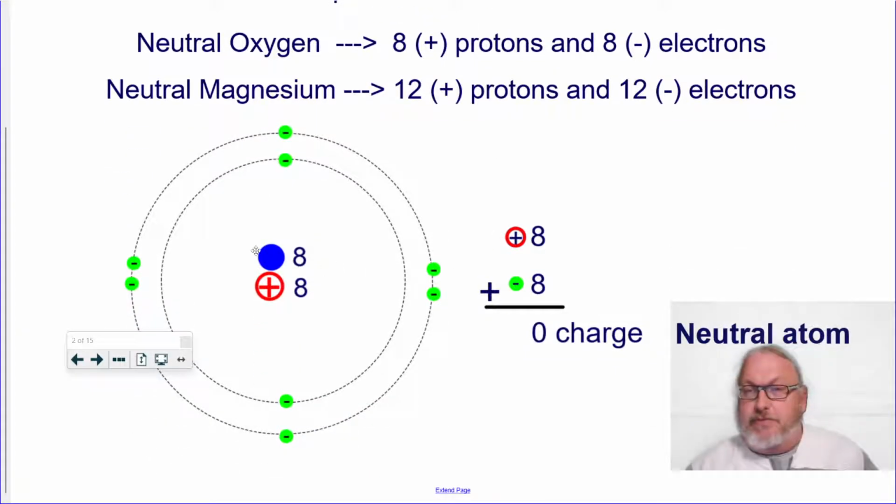We say that because they've got 8 protons there, it's got 8 neutrons. And if you count the electrons in these energy levels, you got 1, 2, 3, 4, 5, 6, 7, 8. So it's got 8 electrons. If you add the charges, plus 8 plus minus 8 equals 0, right? So that is what we'd call a neutral atom.